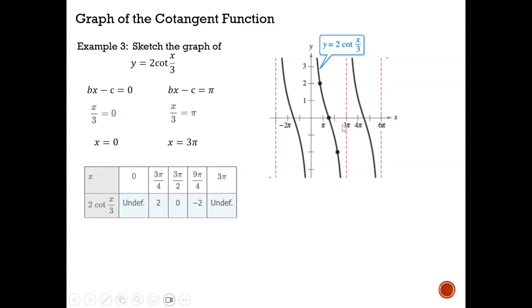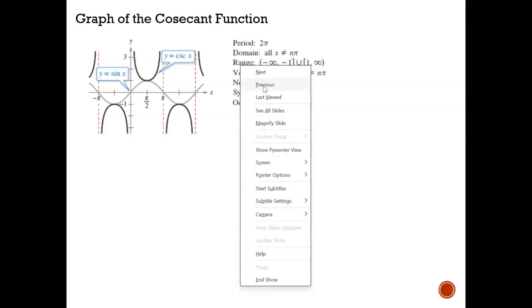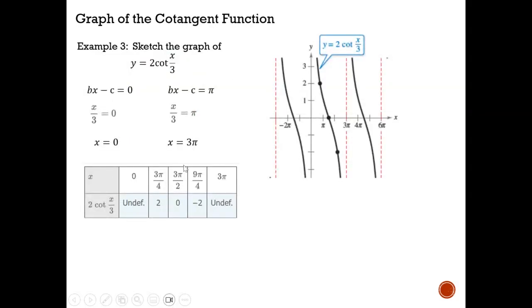Similarly, to know which points to use, here's what we do. We divide 3 pi by 4 to find those 4 points. Let me go back real quick. From 0 to 3 pi, 0 is undefined. It's an asymptote. Then this is 3 pi over 4. This will be 3 pi over 2. This will be 9 pi over 4. And this is my 3 pi.